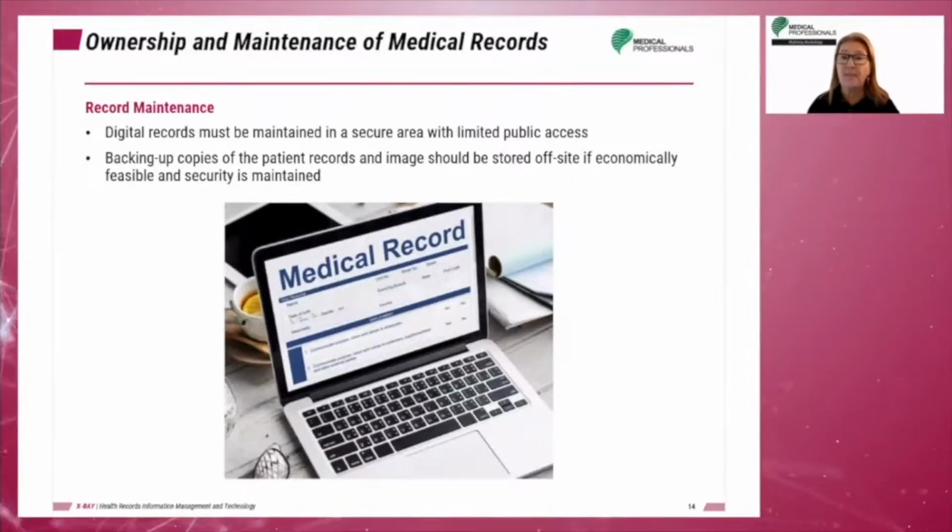Digital records must be maintained in a secure area with limited public access. Backing up copies of digital records is recommended. Any backup record should be done without affecting interpretation quality. Backup copies of patient records and images should also be stored off-site if it is economically feasible and security is maintained. This will avoid a total loss of records in a case of a disaster.